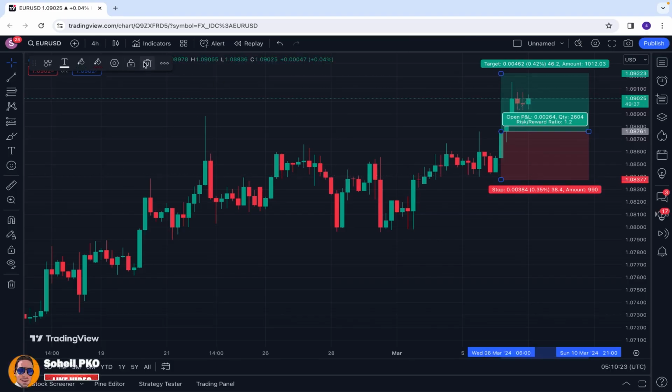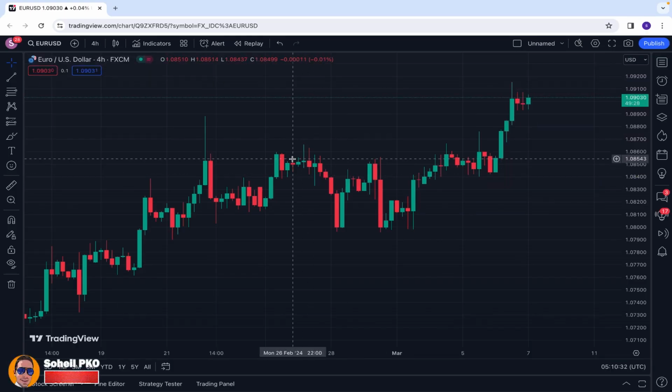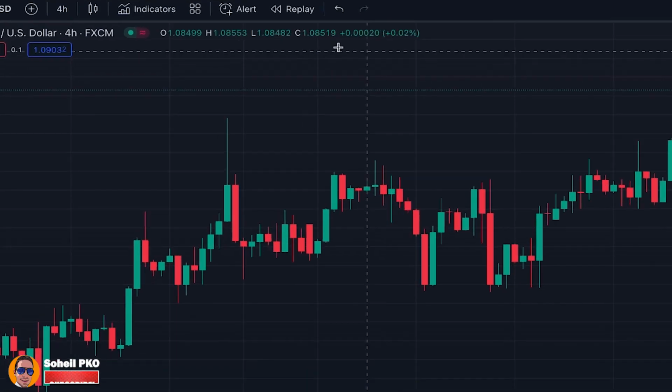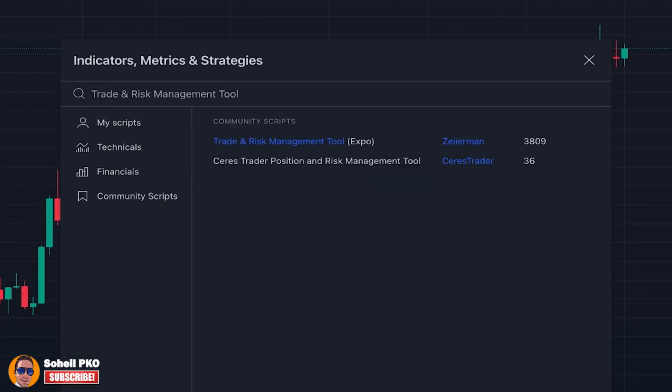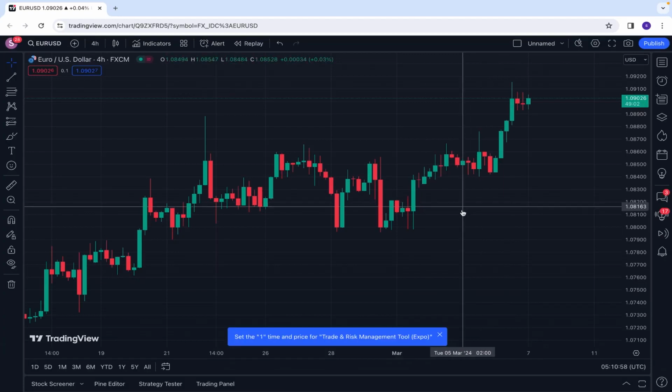Alright, now I want to introduce an indicator that does the same thing but with more features and options that are extremely helpful in trading. Here we click on indicators and we search trade and risk management tool, this one, which is written by Zierman. When we click on this, nothing will be added to our chart until we click on the point of our trade entry.